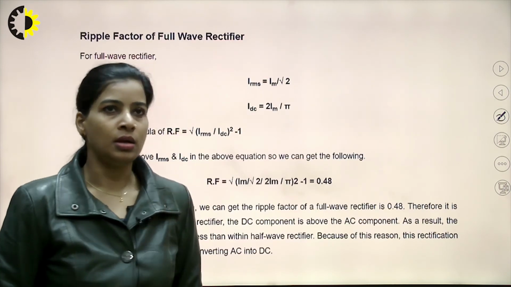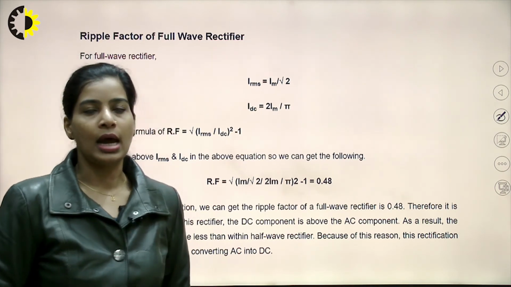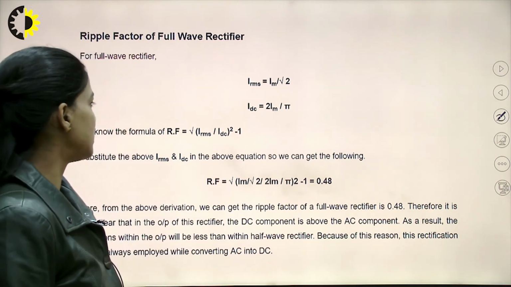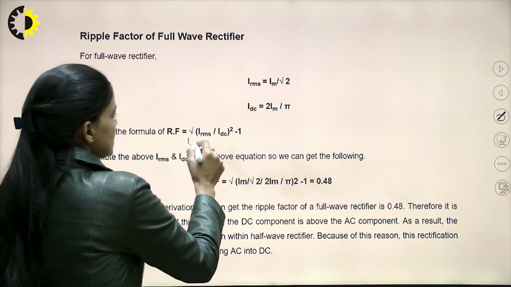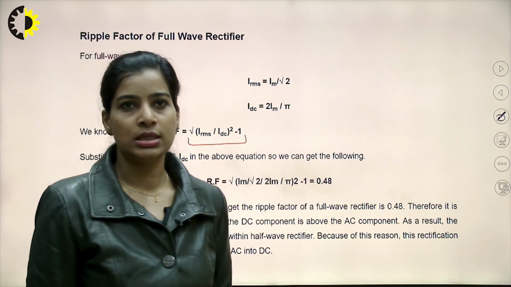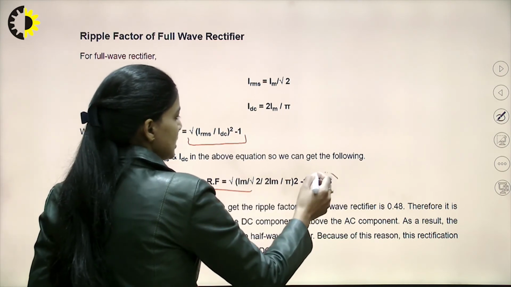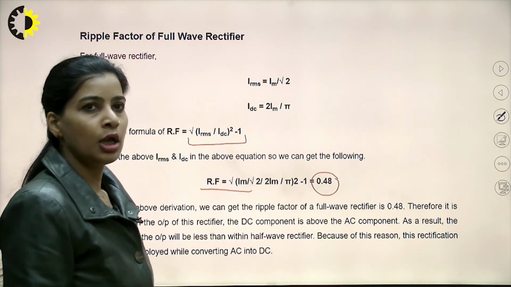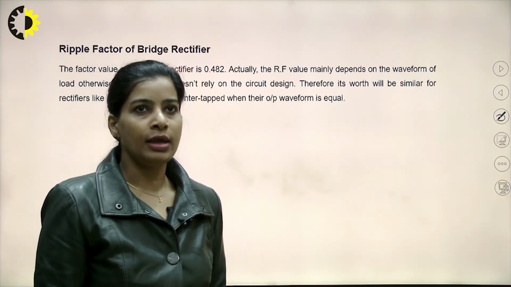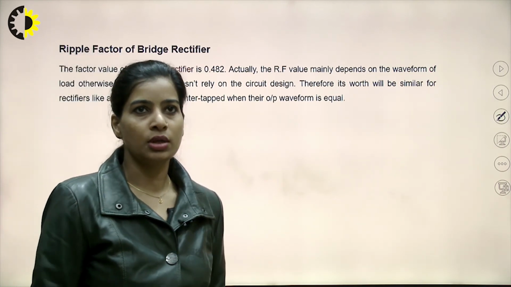Ripple factor: for the full wave rectifier we have Irms as Im by root 2 and IDC as 2 Im by pi. So ripple factor, we have discussed in detail while we were discussing the half wave rectifier, is root of (Irms upon IDC) whole square minus 1. Putting the values we get ripple factor as 0.48 for the full wave rectifier. For the full wave bridge rectifier, similarly we can calculate, it will be 0.482.